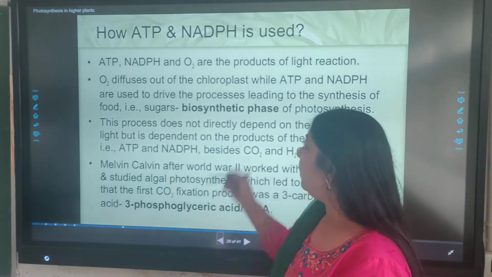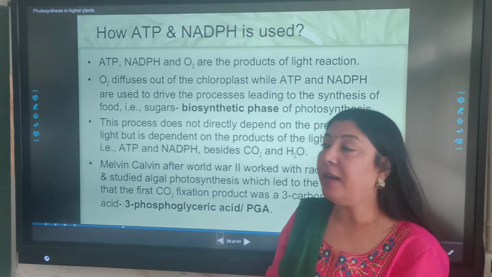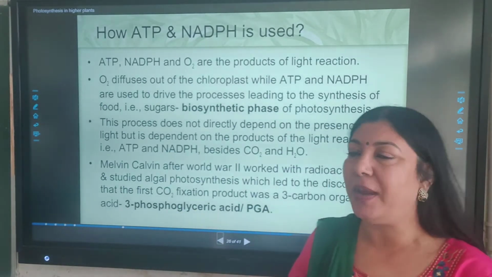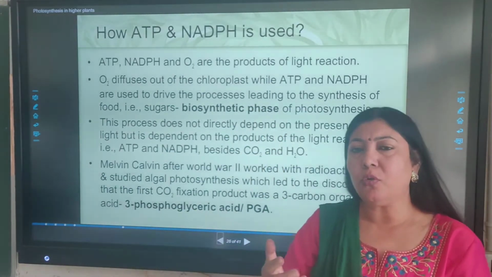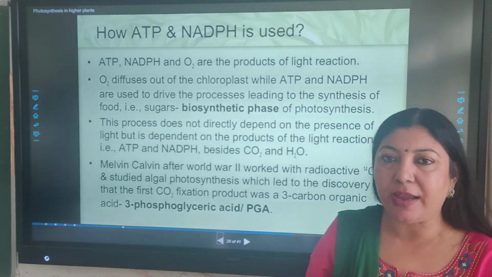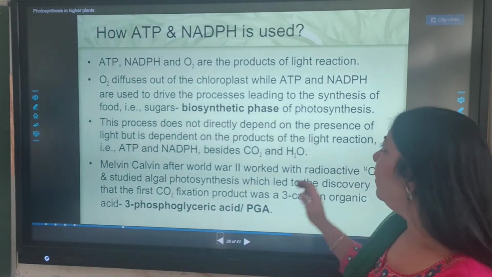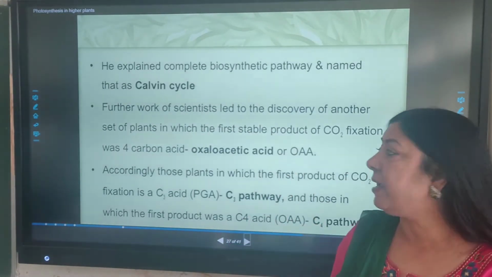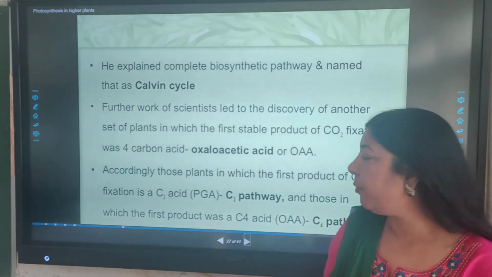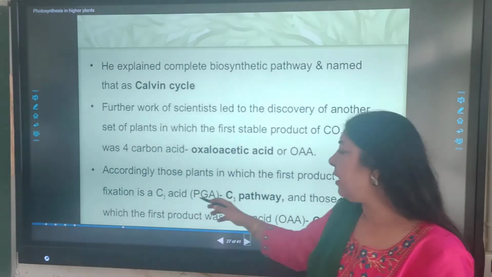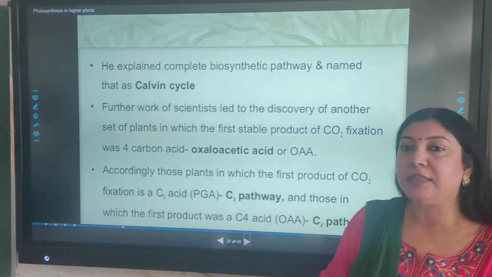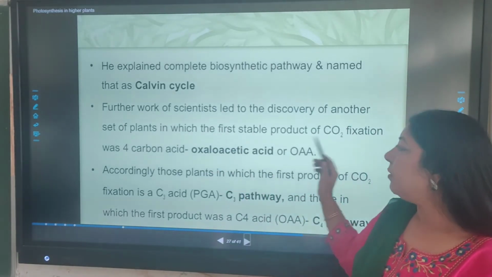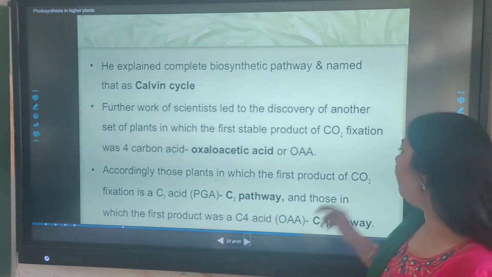In that we studied that whatever ATP and NADPH are produced in light reactions are used up in dark reactions, and O2, which is a byproduct of the light reaction, is liberated. We also studied how in this Calvin cycle the first stable product produced is a C3 acid called phosphoglyceric acid. That's why it is called the C3 pathway. Today we will be studying another cycle which is called the C4 pathway.